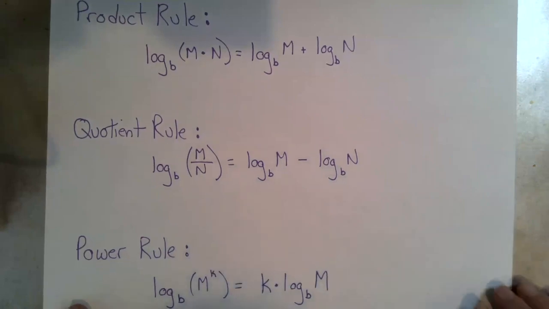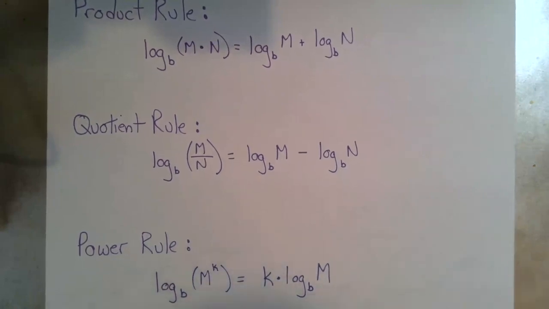And finally, we have the power rule. The power rule says that the log base b of something raised to a power can be simplified by taking that power and swinging it around the front as multiplication. So the log base b of m to the k becomes k, that power, multiplied by the log base b of m. And you should note that these three rules are similar to the exponent rules, right?